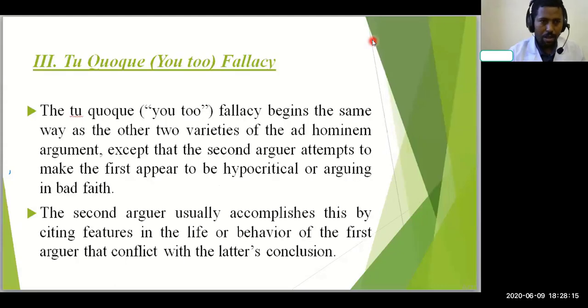Circumstantial. The third one is the you-too fallacy. It's very easy. It begins the same way as the other two varieties of the ad hominem argument, except that the second arguer attempts to make the first appear to be hypocritical or arguing in bad faith. The second arguer usually accomplishes this by citing features in the life or behavior of the first arguer that conflict with the latter's conclusion.